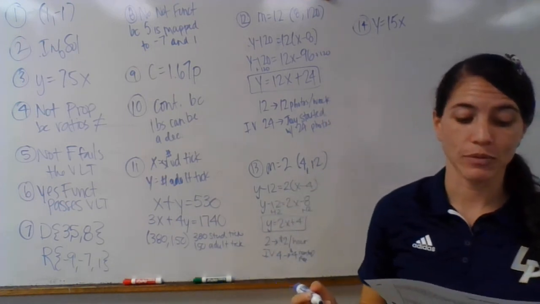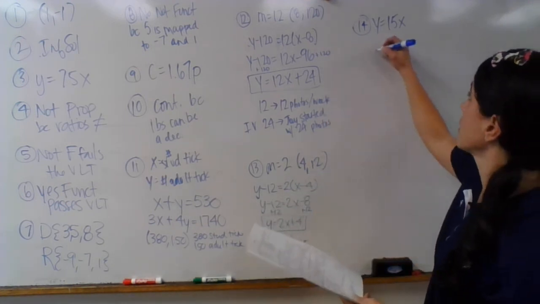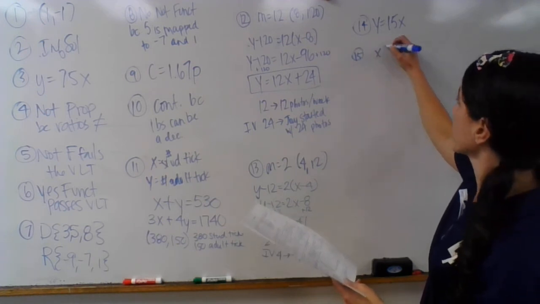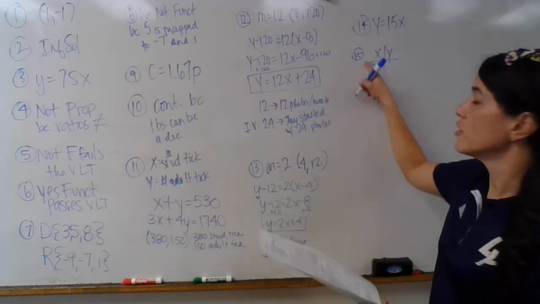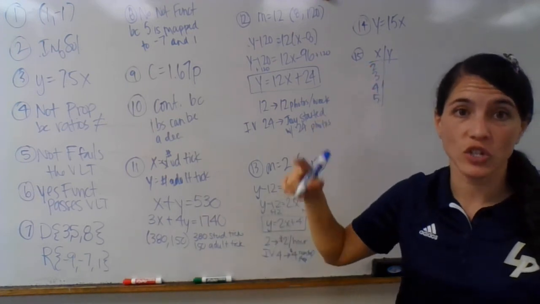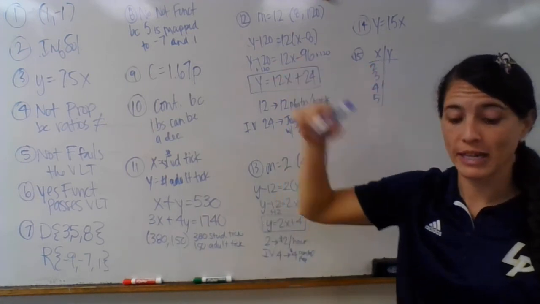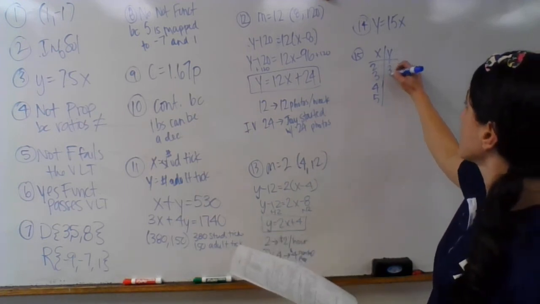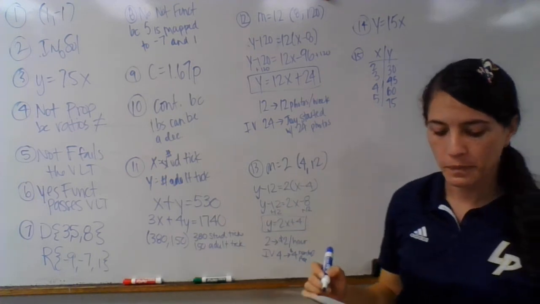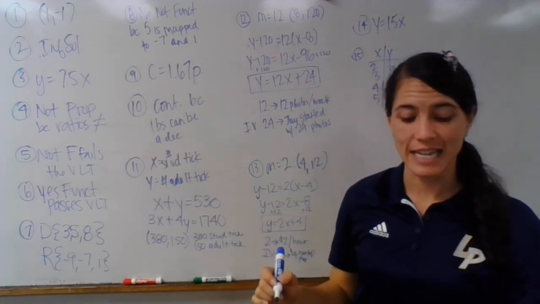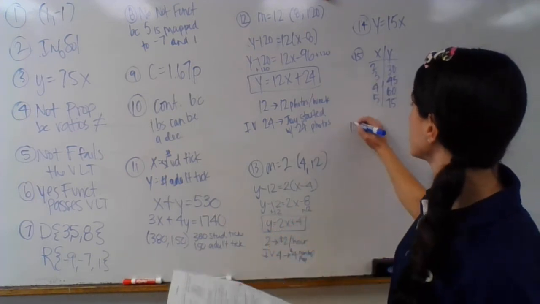Make a function table for the total cost. This is number 15. So function table 2, 3, 4, 5. So I'm picking the domain, 2 tickets, 3 tickets, 4 tickets, 5 tickets, and then you have to plug it in. So I would get 30, 45, 60, 75. And then number 16 says, is it discrete or continuous?